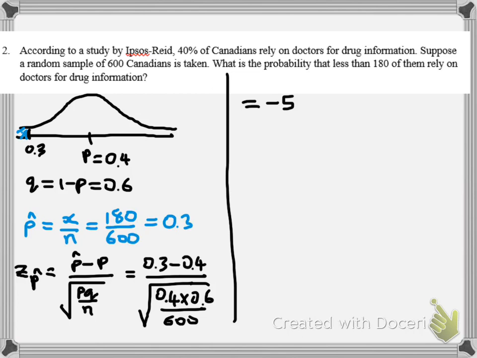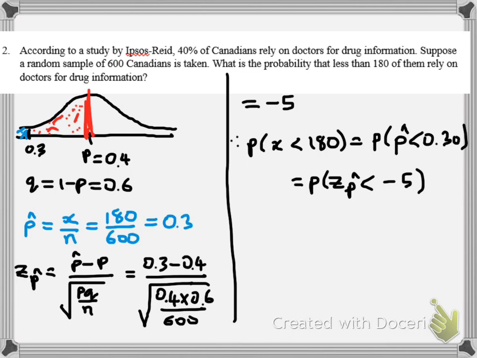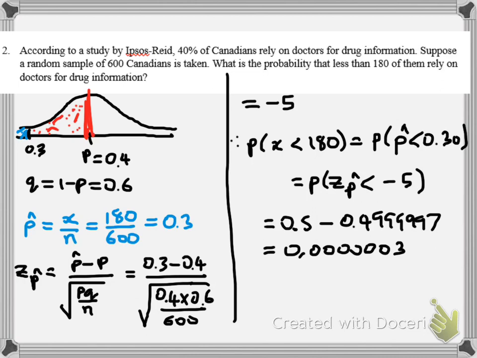Okay, so if we use our normal distribution table now to figure out what we need, that's the probability that X is less than 180 people in a sample of 600, which translates to the probability that the sample proportion is less than 30% or 0.3. That means you are talking about the probability that your Z score is less than -5, right? In your Z table, if you look at -5, you will see a number that's very, very close to 50%. So essentially everything is in there, right? So 0.5 minus 0.4999997 is just something very small. That means that probability is 0.